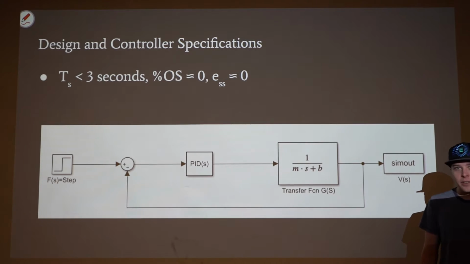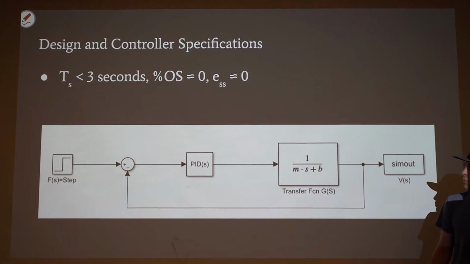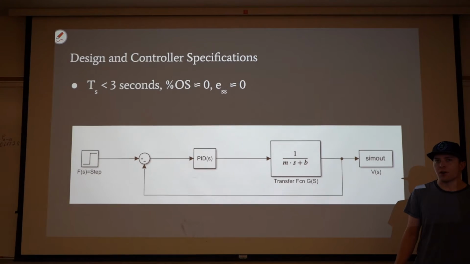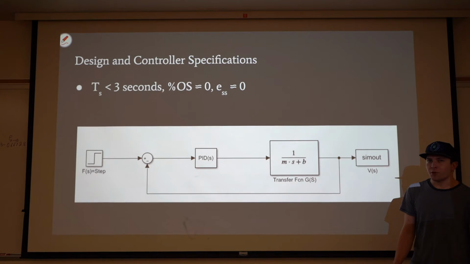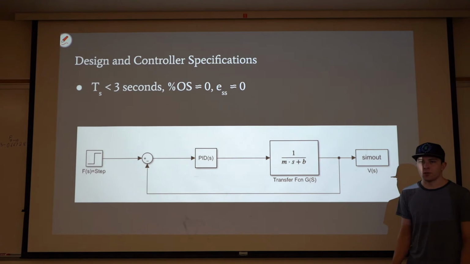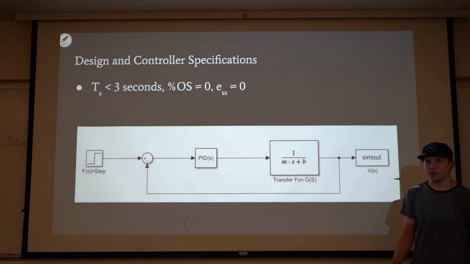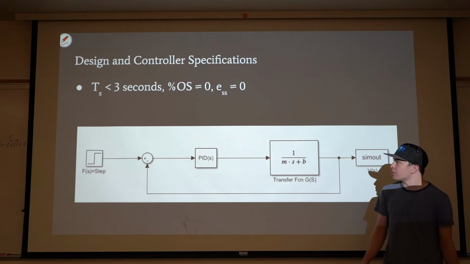So now to go over our design and controller specifications. For this design, we want to make sure our settling time is a lot lower than our initial calculations. On average, we want a settling time of roughly 3 seconds or less. We also want our percent overshoot to be about 0, considering that we can't have an overshoot in a negative direction. We won't be able to have a negative velocity. Along with that, we also want a steady state error of roughly 0.